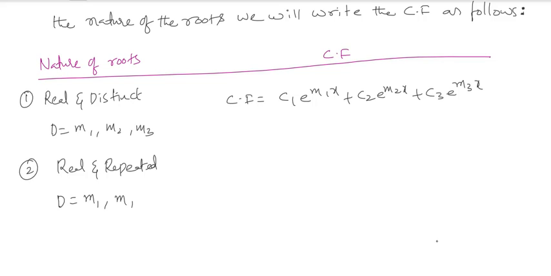In this case, what is the complementary function? You will have it as (c1 plus c2x) into e to the power of m1 into x. You have to write it as that. Clear with my point? That is our nature of the roots.